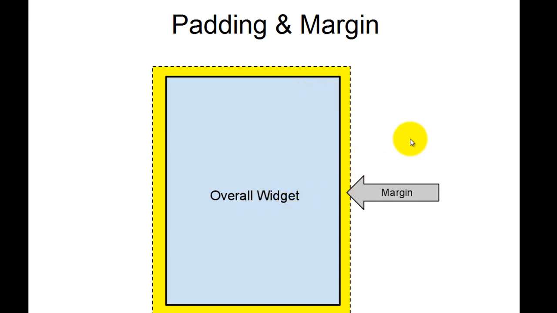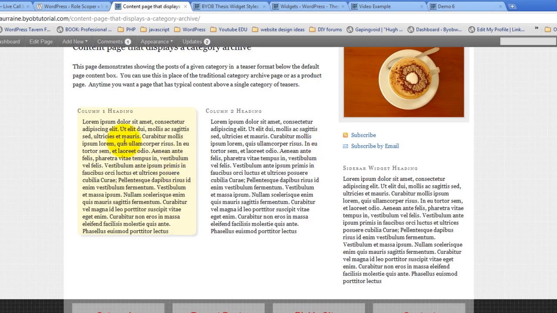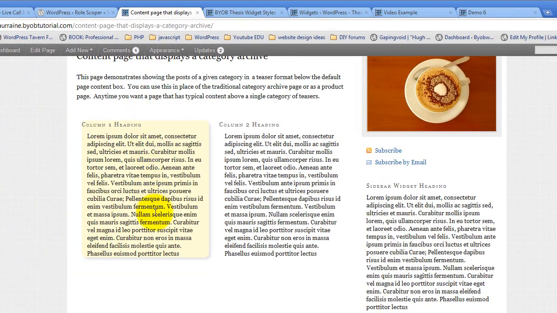So on our overall widget, if we were to add margin to the overall widget, it would move the widget away from the thing that contains it, which in this case is the sidebar. If we add padding to the overall widget, it moves the contents of that overall widget away from its edges. And that's what we need to do here, because right now the edge of our container is here and here and there and there, and we want to move the contents away from the edges of the container. And so we're going to add padding.